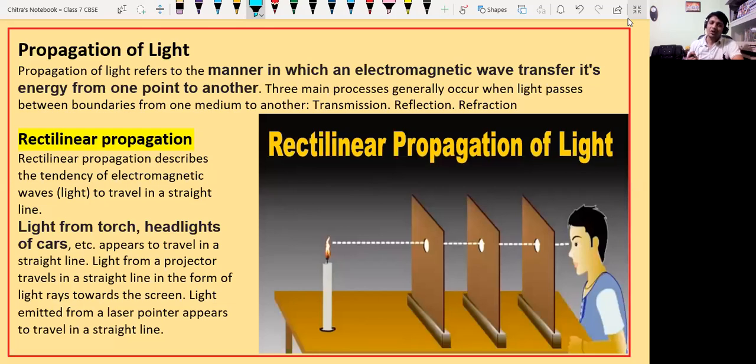So we are going to discuss the propagation of light. As we can see in the diagram, light travels in a straight line path. That is also called rectilinear propagation. The propagation of light refers to the manner in which electromagnetic waves transfer their energy from one point to another. It is nothing but the transmission of light from one place to another, where the first place is the point of origin from which the light emerges. Let's discuss one more time. The propagation of light refers to the manner in which the electromagnetic wave or radiation, which is nothing but light, transfers its energy from one point to another. This is called propagation of light.